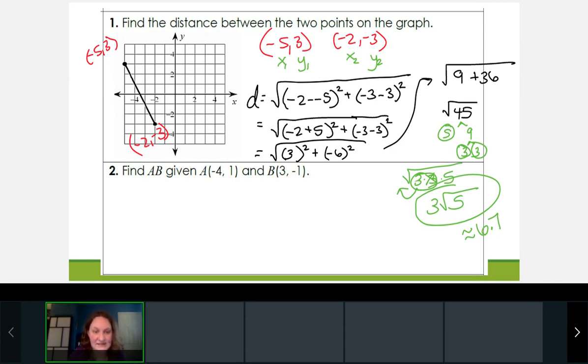All right, so let's see. Let's find the distance between A and B. So step 1, label your X and Y's. X, Y, X, Y. Give the first coordinate sub 1s and the second coordinate sub 2s. Now you know what to plug in for each variable in your distance formula. So the distance between A and B is the square root of x2 minus x1 squared plus y2 minus y1 squared.